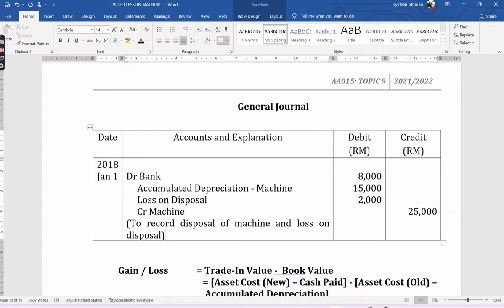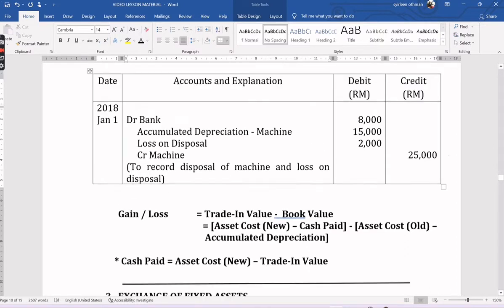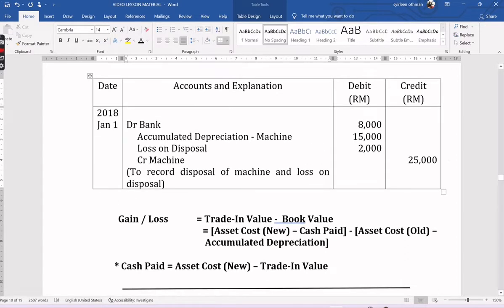But please mention what asset. Instead of just writing to record disposal of asset, you must write to record disposal of what asset? Of machine, of equipment, of vehicles. That is just an example. Alright, so you look here. This is how we calculate our gain or loss if you are doing a trade in.